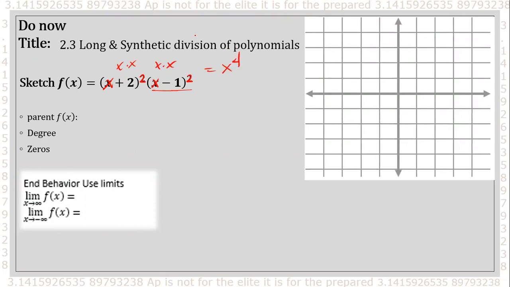X squared is a parabola, it's a quadratic, and it is positive. So therefore, I should have my end behavior looking something like so. Okay, so I have something like that. So my parent function is x to the 4th.